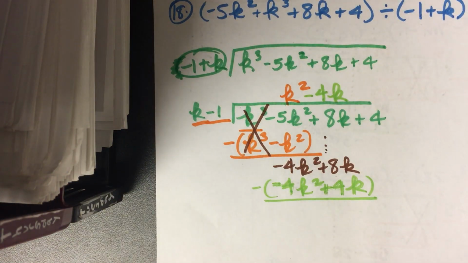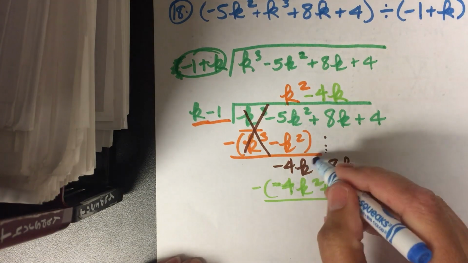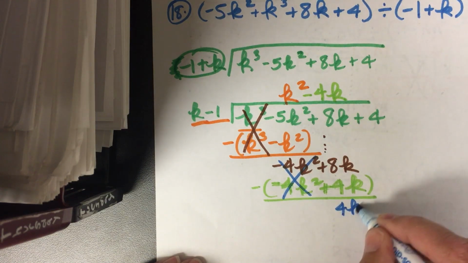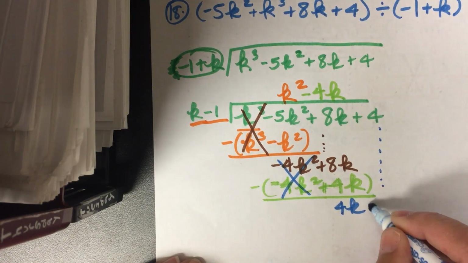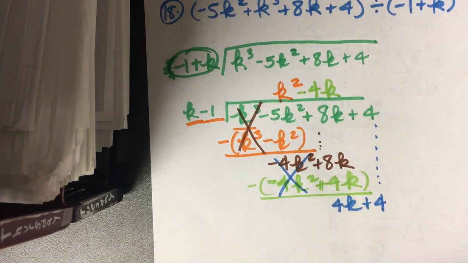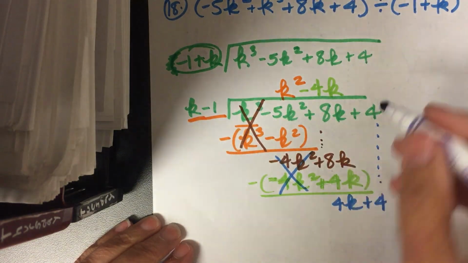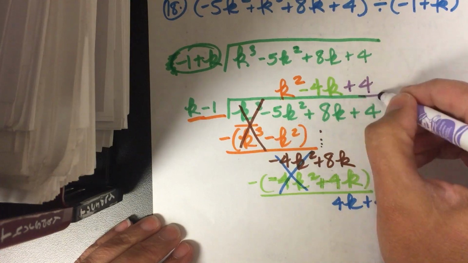So I'm going to take my next step, and these are going to cancel. I have 8k minus 4k, so it'll be 4k. The 4 comes down, so I've got 4k plus 4. And my last step, how many times does k go into 4k? And that's going to be plus 4.